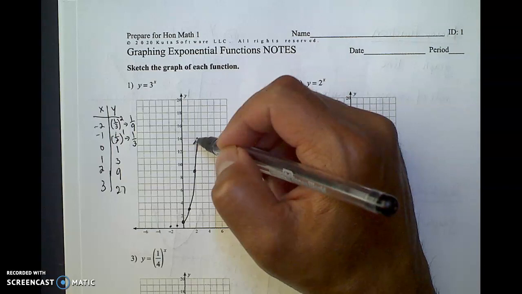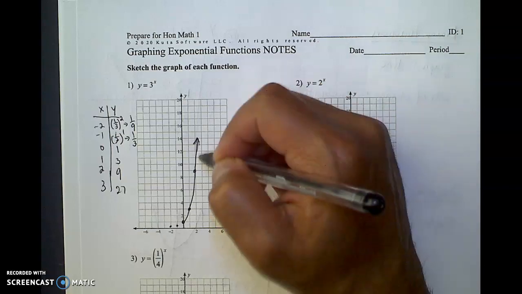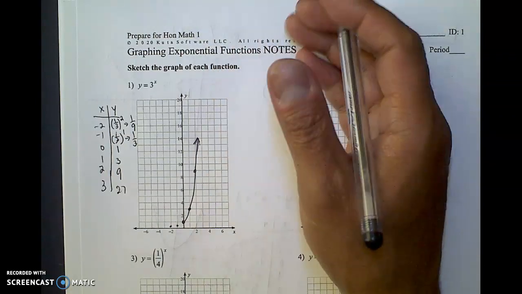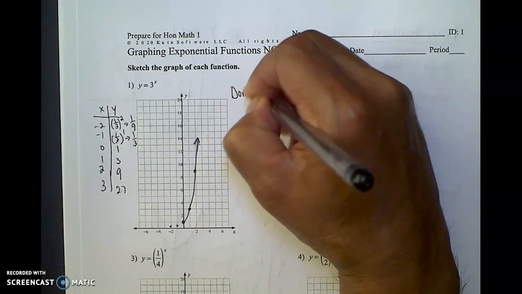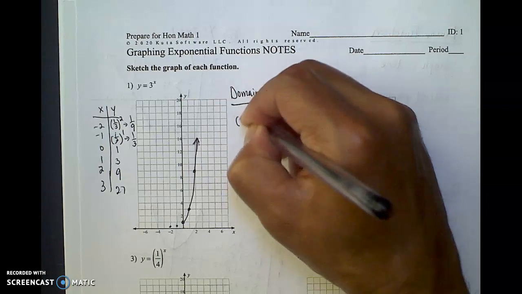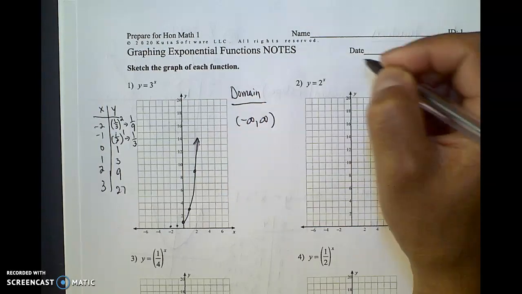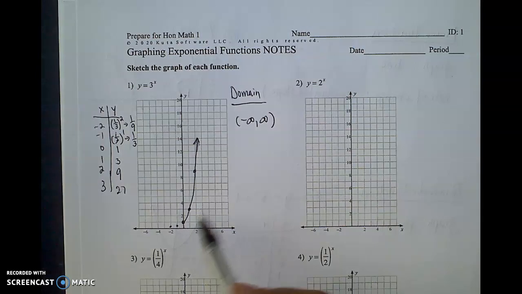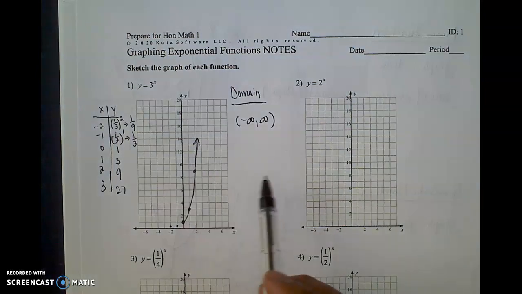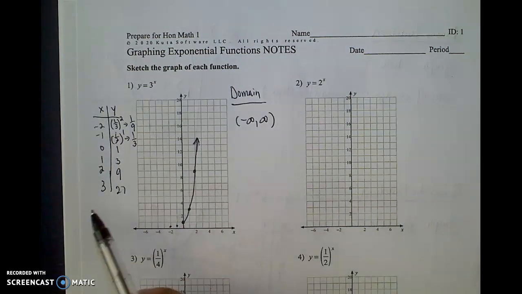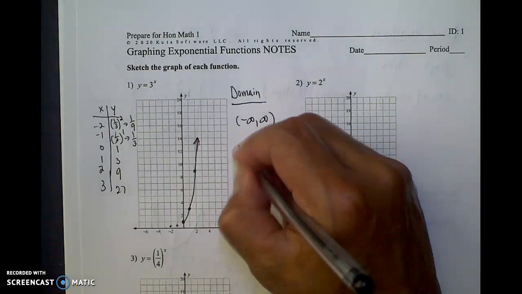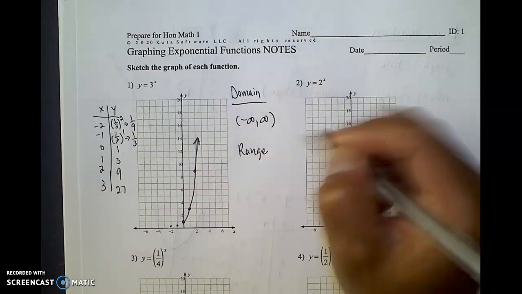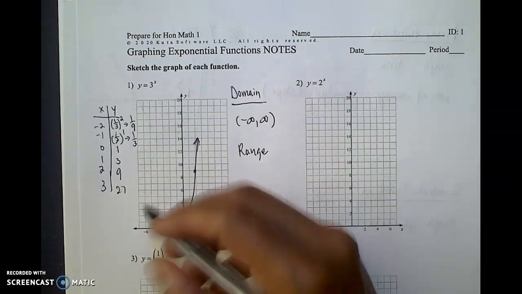Okay, so the thing about exponential functions is, if you're thinking about the domain of the function, that spans from negative infinity to infinity. With respect to the x-axis, this curve is going to exist over the entire x-axis. Now when it comes to the range, remember the range is the y values, the output values.